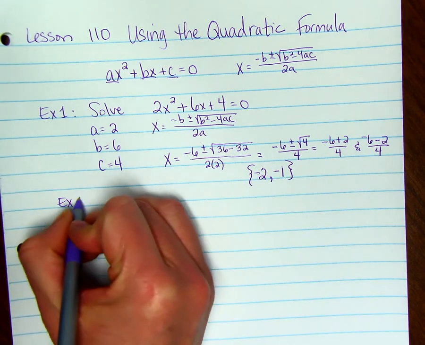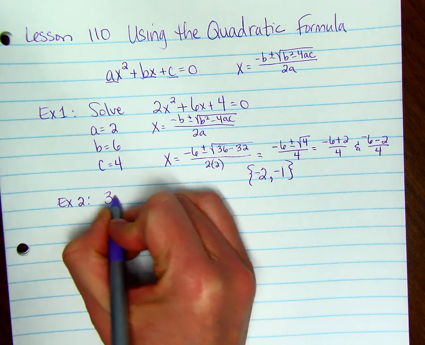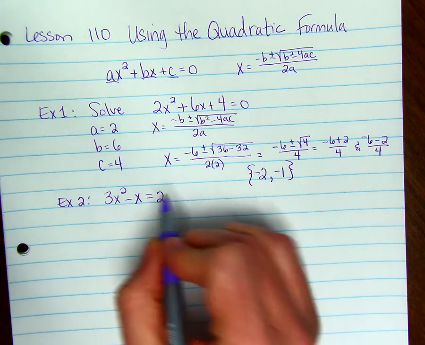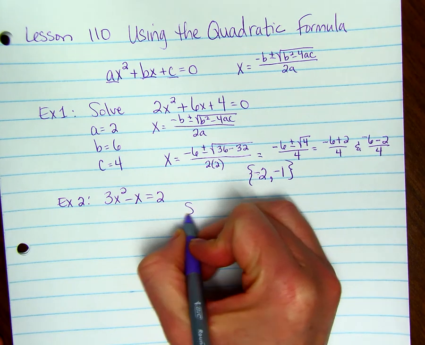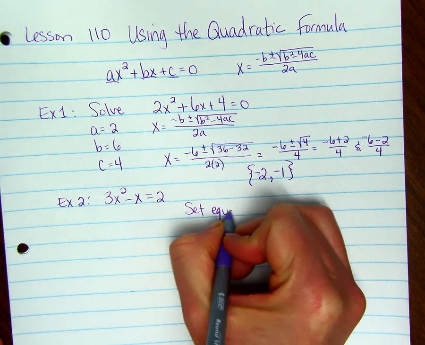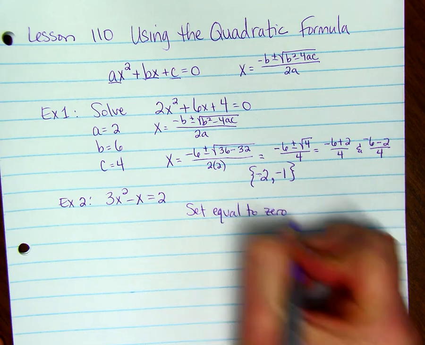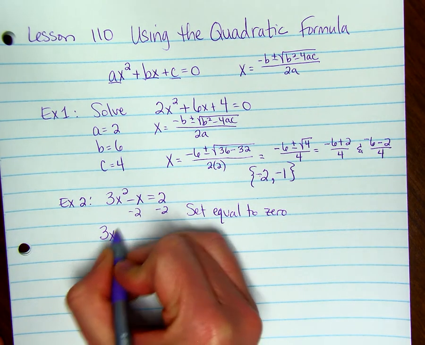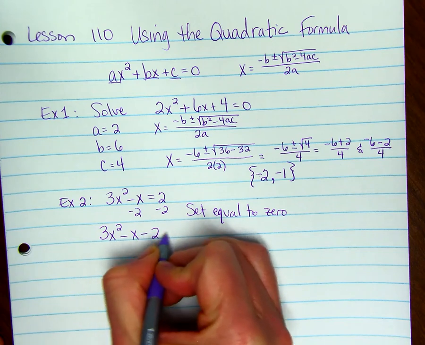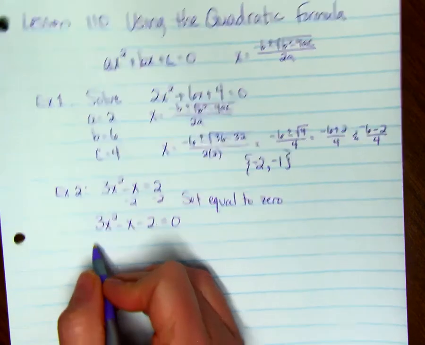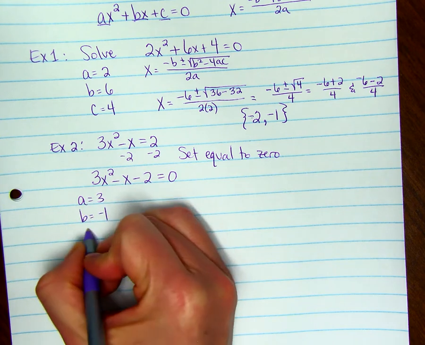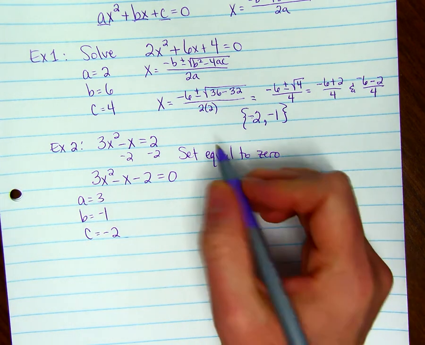Here's another example. 3x squared minus x equals 2. So we want to make sure that we set it equal to 0. So we need a 0 on the right side. We're going to subtract 2 from both sides. We have 3x squared minus x minus 2 equals 0. Then we get our a, b, and c. A is 3, b is negative 1, c is negative 2.